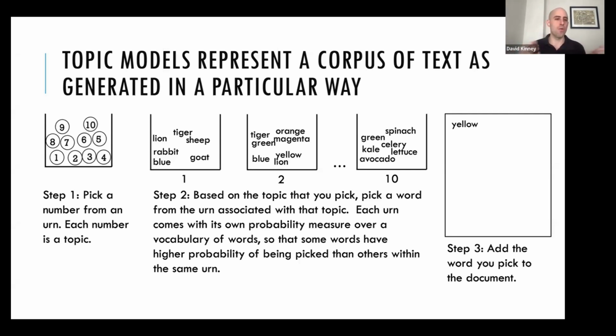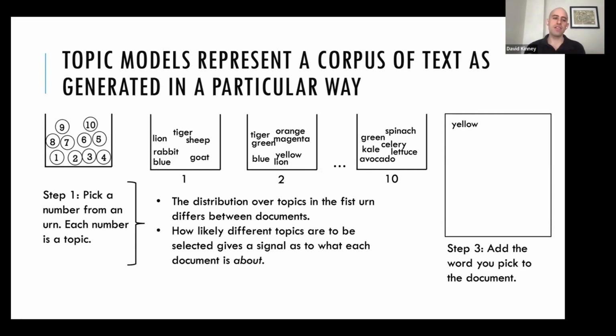And this is how you sort of build up the document. And we're abstracting away from any kind of ordering of words or anything like that. We're just looking at, okay, how did this particular bag of words come to be in this document? Well, that's the way that it was done. This is how the topic model represents the corpus as being generated.